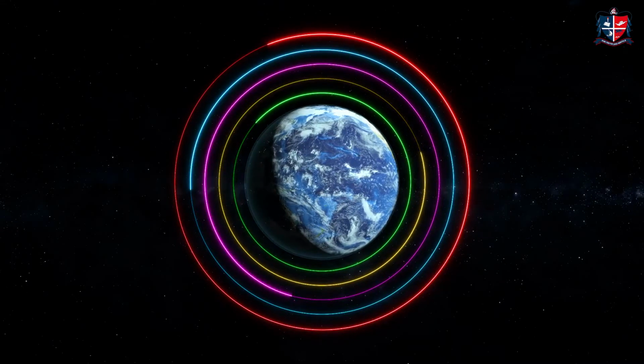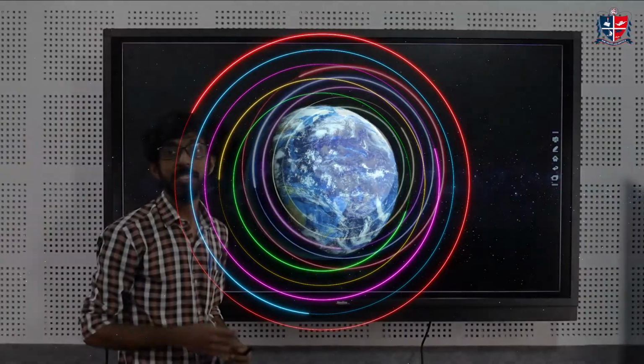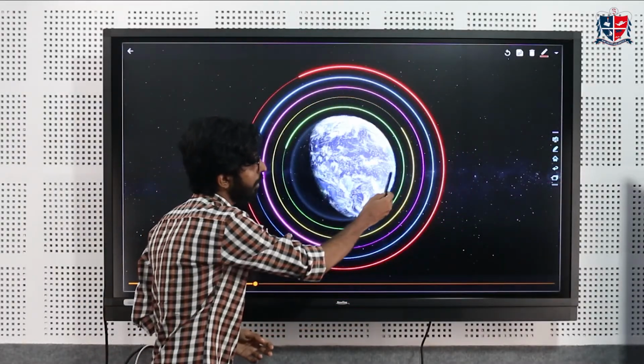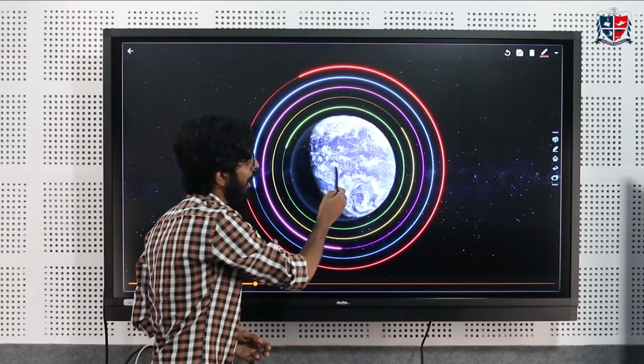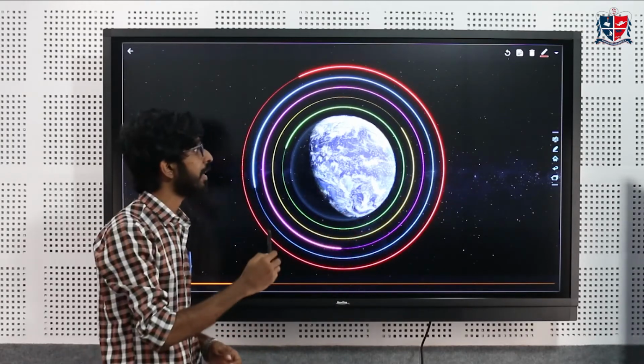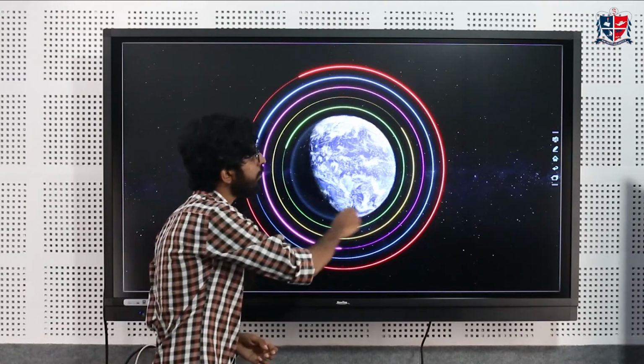Here we have different orbits with different semi-major axes. This one has a semi-major axis from here to here, and the outermost one will have the semi-major axis from here to here. So, we can see that the semi-major axis describes the size of the orbit.